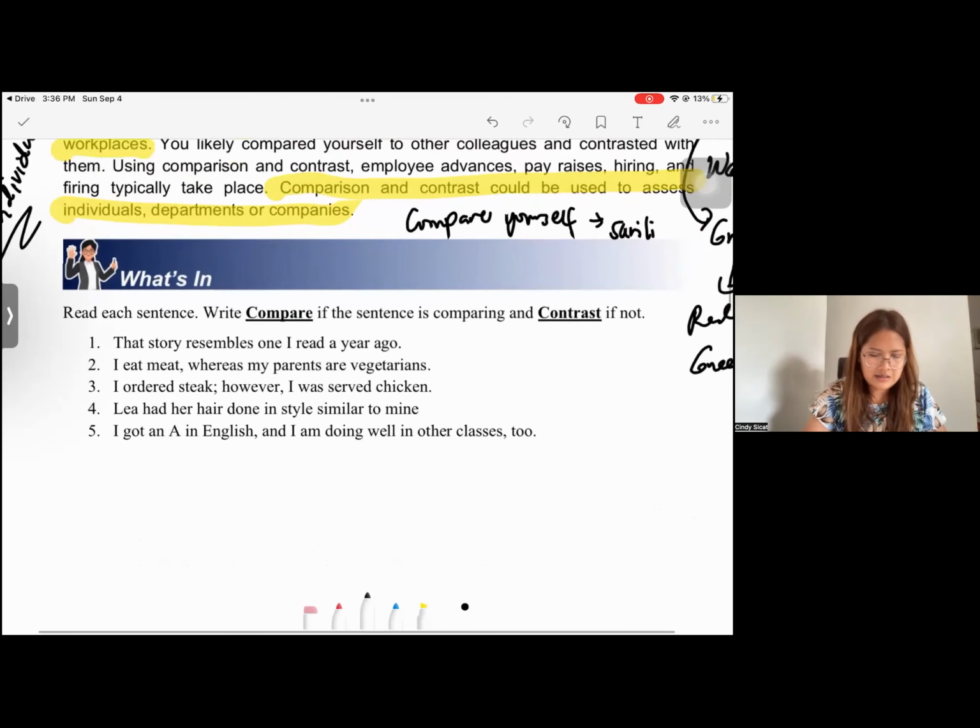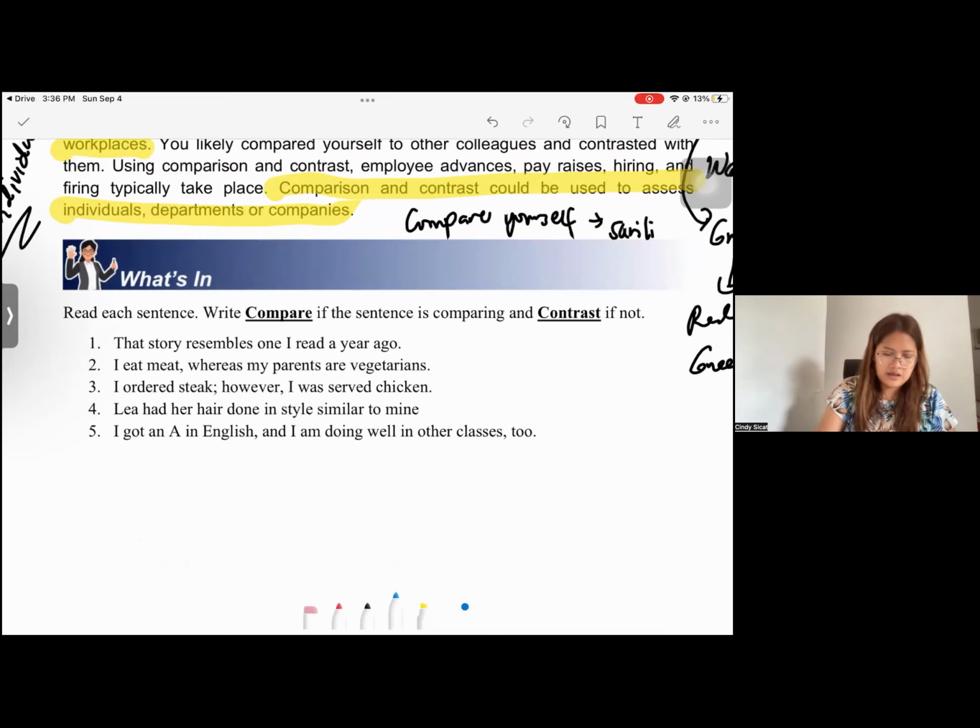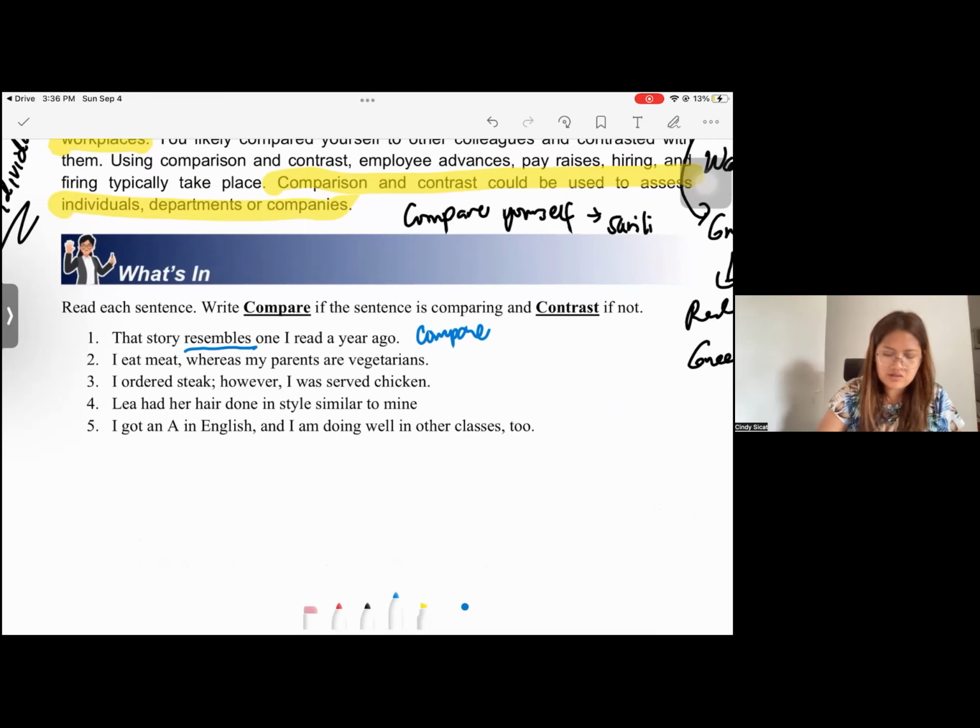So, let's read each sentence. Then, if the sentence is comparing, right, compare, contrast. If not, okay? Let's try. That story resembles one I read a year ago. The word is resemble. So, it's, yes, compare. I eat meat, whereas my parents are vegetarians. So there's the difference. It's contrast. I ordered steak. However, I was served with chicken. That's a contrast. Leia had her hair done in style similar to mine. Compare.